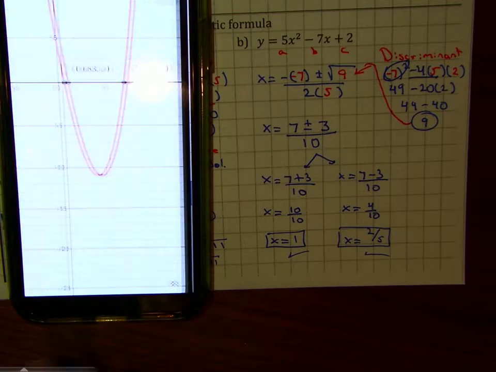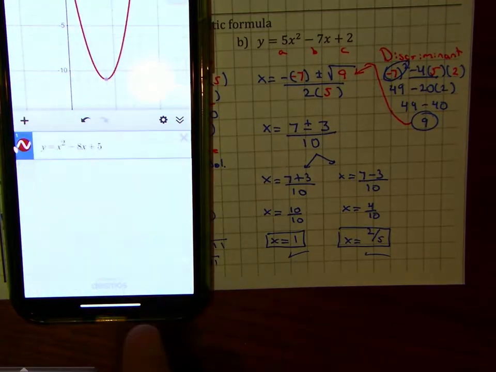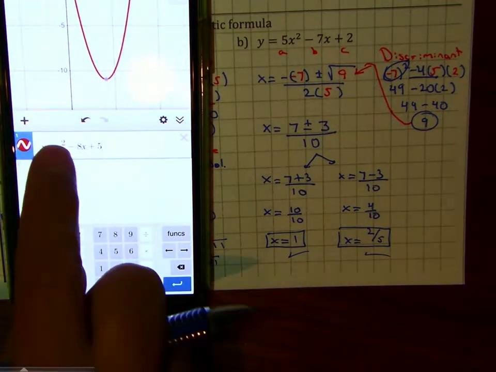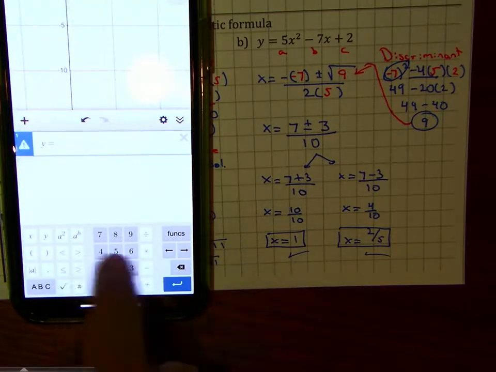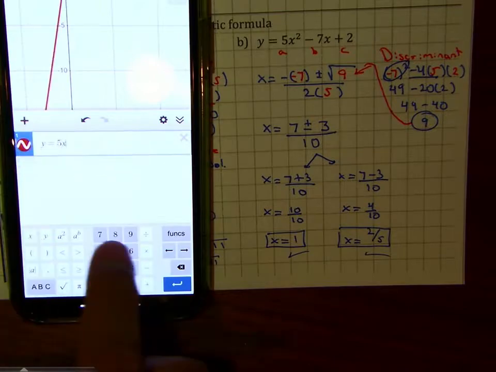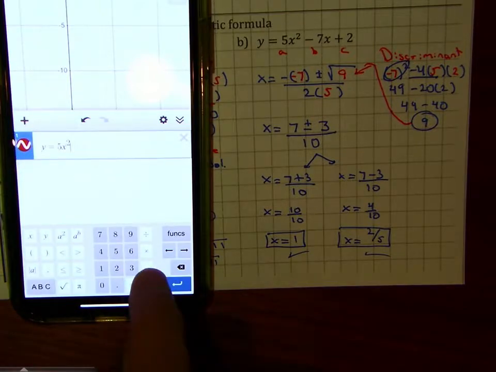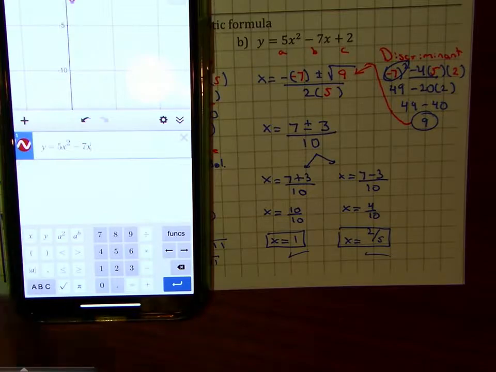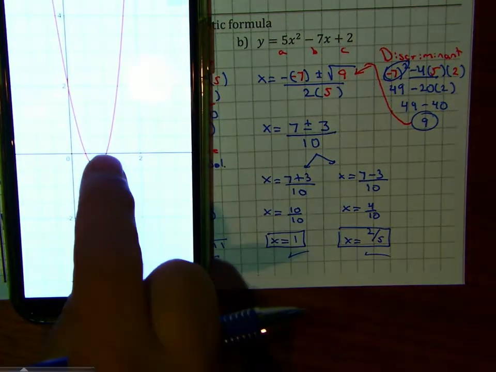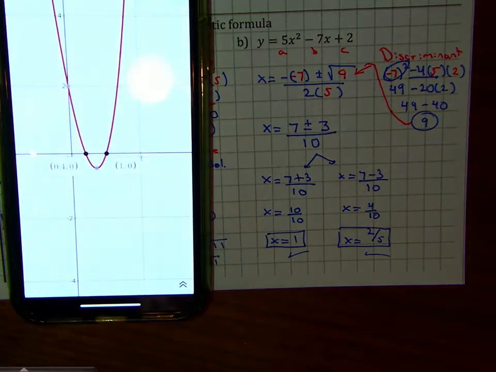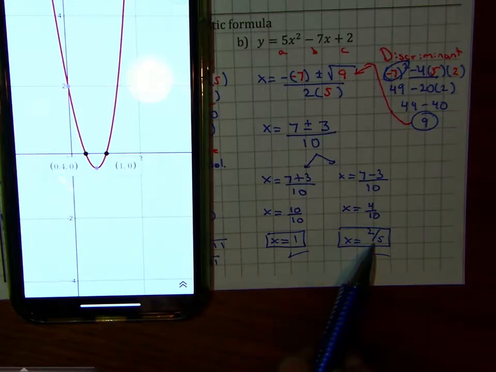And if I take the time to graph it, let me just retype the entire equation. We have 5x squared minus 7x plus 2. And it's up there. You can zoom in. What's nice about decimals, and you have your two solutions. Now remember that was 0.4 and that is 1. So that is the quadratic formula.